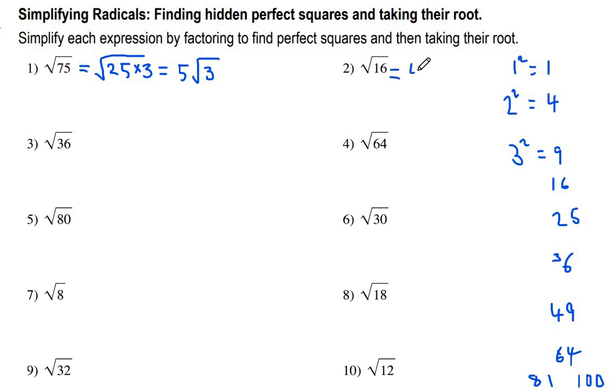This is easy. This is 4. That's 6. This is 8. Now 80. What is the highest perfect square that is a factor of 80? Well, 16 times 5 is 80. So we can write radical 80 as 4 radical 5.